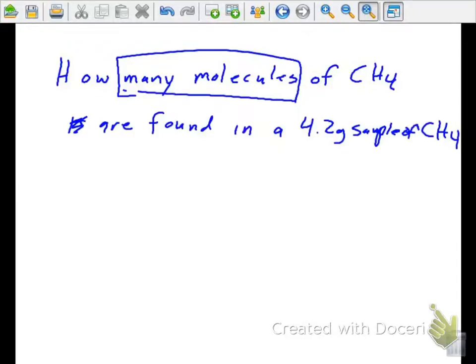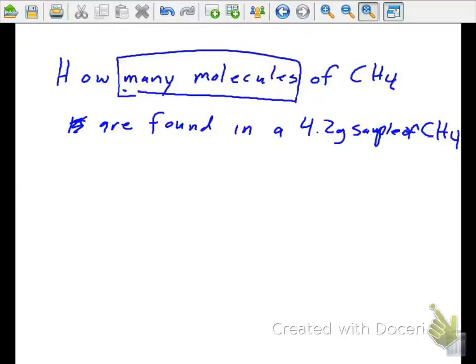So go ahead and do the first step. Change grams to moles. Okay? You could do this in one step, but I'm going to show you two steps. And I'll show you the one step, and you guys will have to make the decision which one you understand better, and that's the one you probably should do. So go ahead and convert grams to moles using CH4.